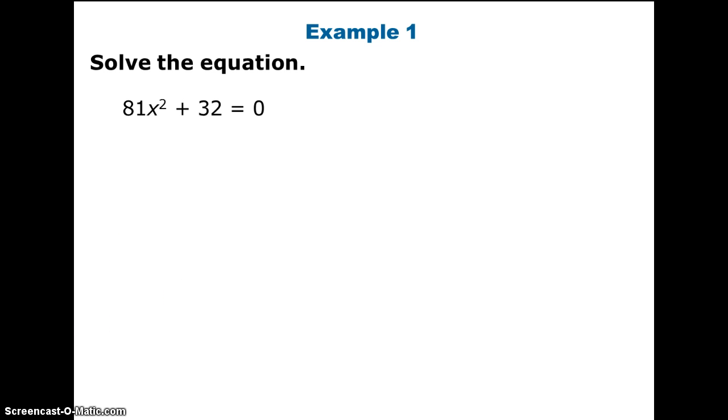So the first thing we want to do when you use the square root rule is get the x squared variable alone, by itself. So let's subtract 32 first from both sides. So we have 81x squared equals negative 32. You want to divide by 81, so this turns into a big 1. We have x squared equals negative 32 over 81.